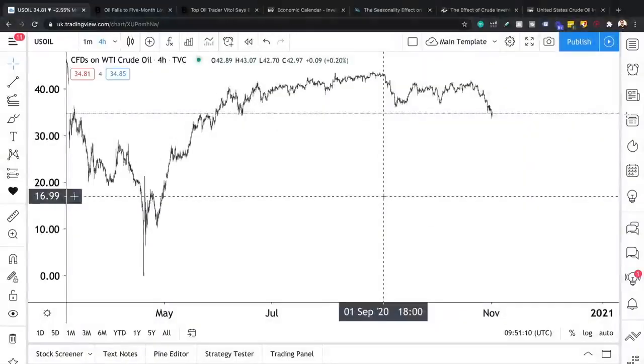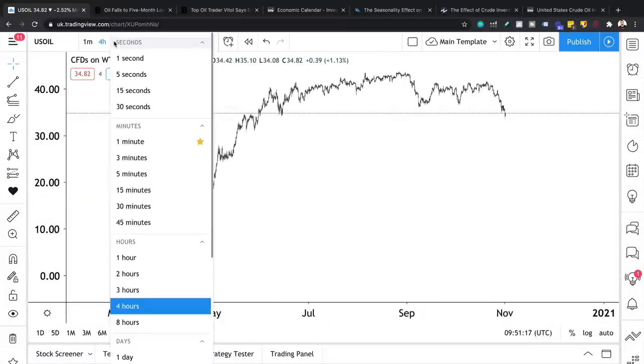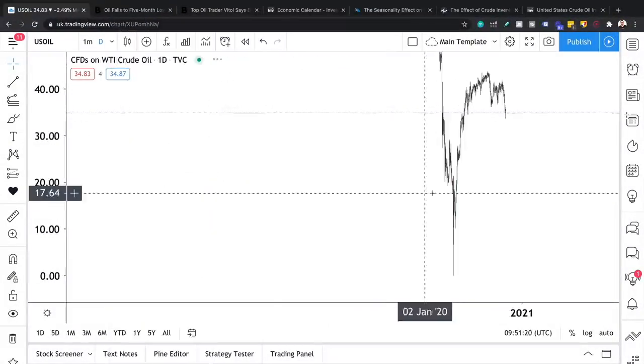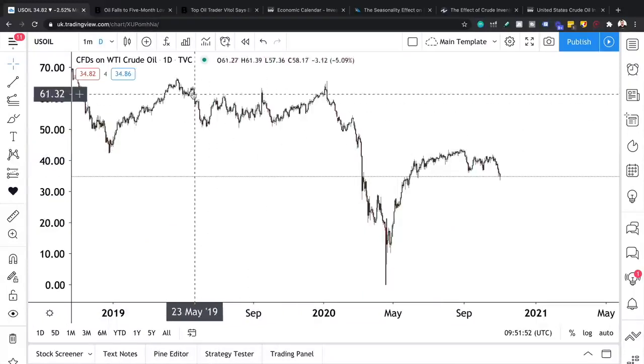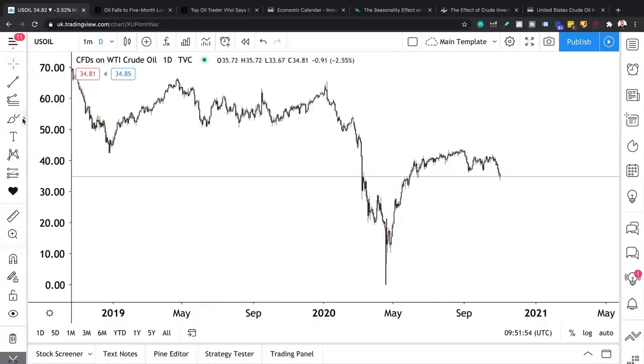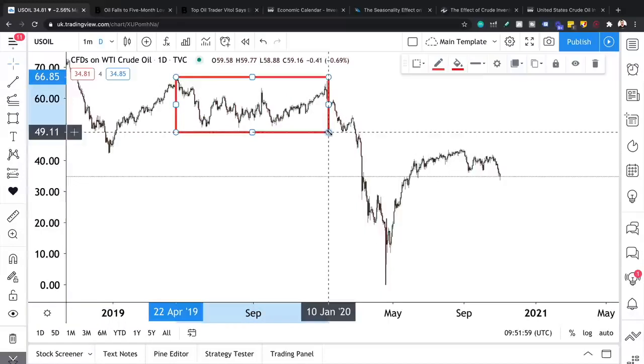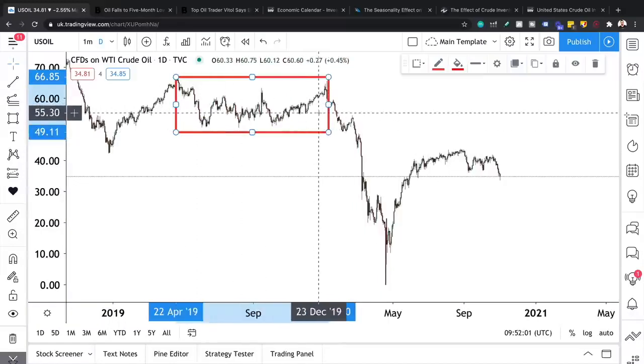So let's get on to the US oil chart. And first of all, we're going to start with the daily chart. One thing I want you to know when we look back left on the chart is this region here. So between these two peaks, this was a sideways complex correction.